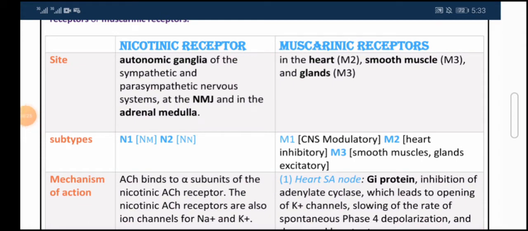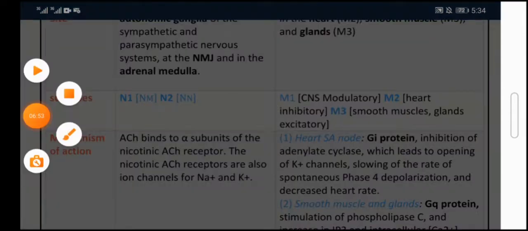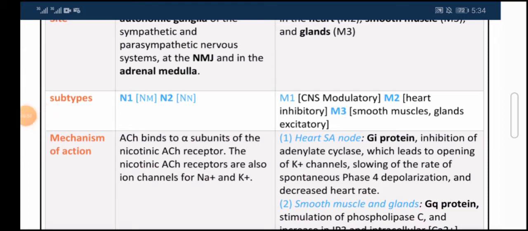Let's start with the nicotinic receptors. They are of two types, N1 and N2. N1 are found in the neuromuscular junction, while N2 are located in cell bodies of both sympathetic and parasympathetic postganglionic neurons in autonomic ganglia. When acetylcholine binds to alpha subunits of these receptors, the receptor opens an ion channel for both sodium and potassium, leading to either an excitatory effect by increasing sodium concentration inside, or an inhibitory effect.